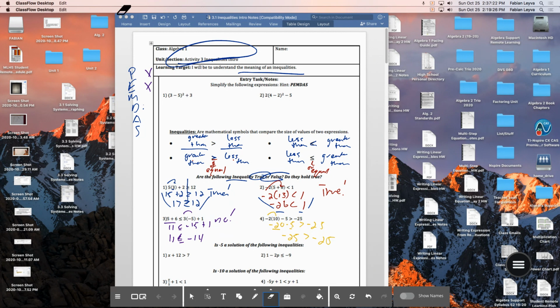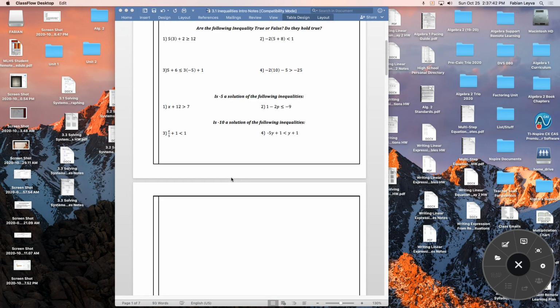Now, is this a true statement? Is negative 25 greater than negative 25? And the answer is no, it's a false statement. If we would have had our equal sign there in our original problem, then that would have been a true. But unfortunately for us, it is not true. So that is how you check to see if an inequality is a true statement.